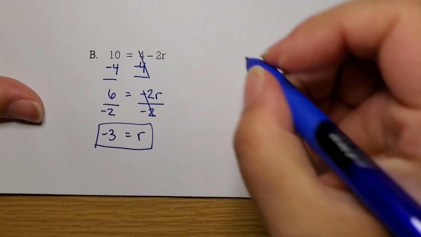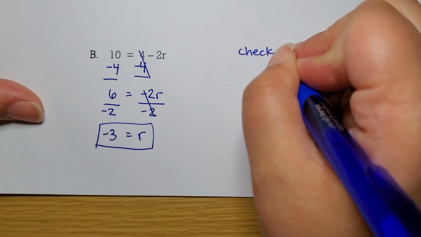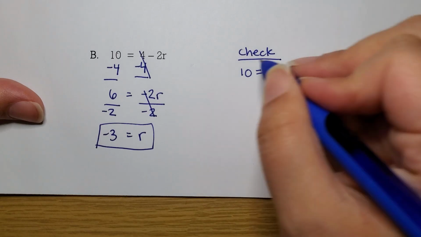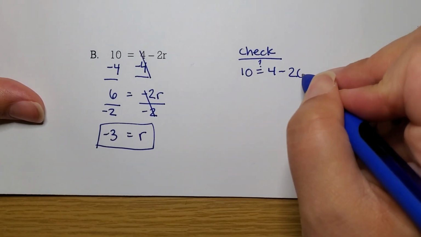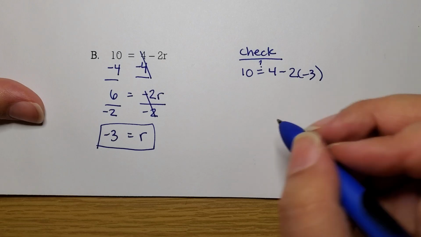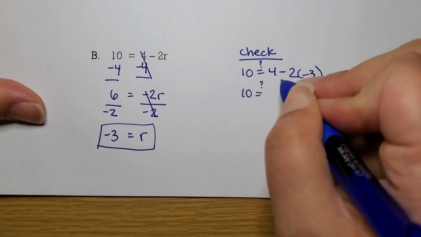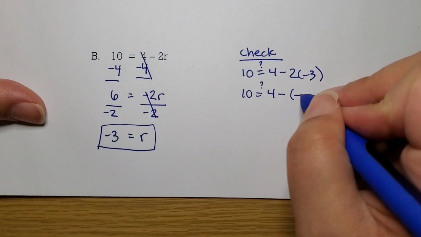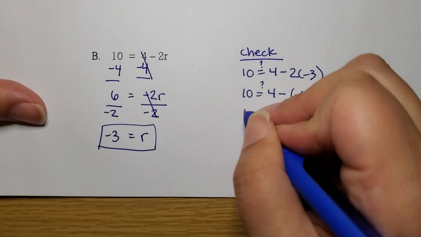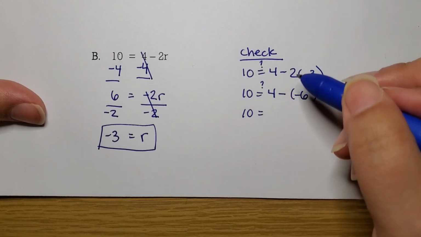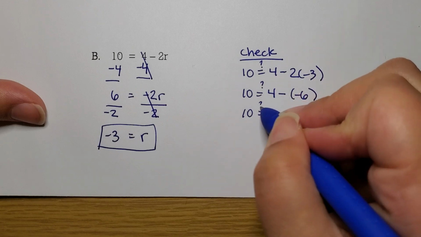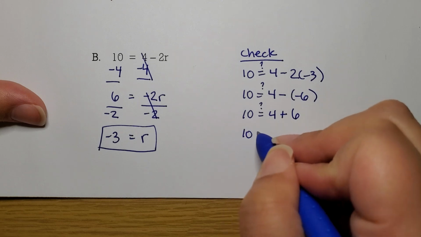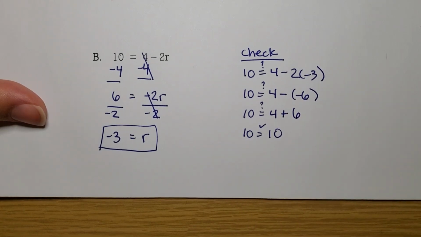And then let's do a check for this one. So we had 10 equals 4 minus 2r, and r we're saying is negative 3. So order of operations, 2 times negative 3 is negative 6. And then 4 minus negative 6, that's the same as 4 plus a positive 6. So 10 is indeed equal to 10.